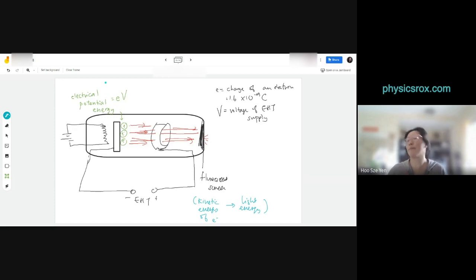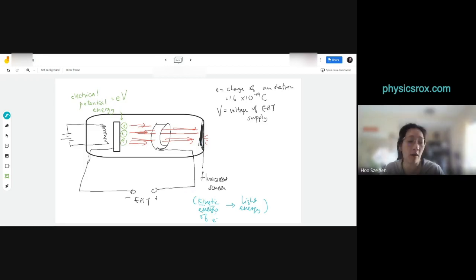So imagine, no matter how much electrical energy they possess here, you can put 30,000 volts if you want to go crazy. But if you have 30,000 volts and the space is this short, even though the electrons have a lot of energy, they can't gain enough kinetic energy. Because what happens to the fluorescent screen here is not how much energy they have. It's how much kinetic energy they have.